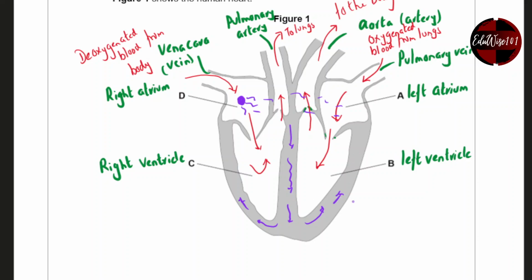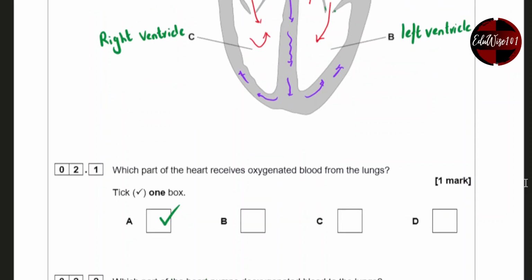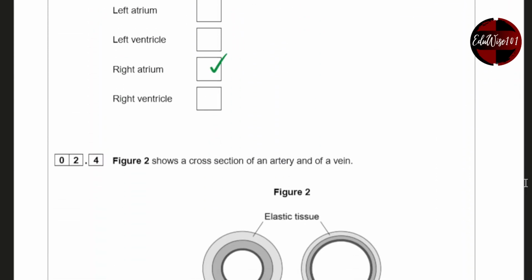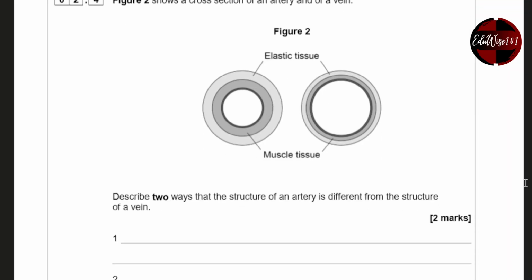And you can see the difference in the thickness of the wall of the heart as well, because the left side has to pump blood to all parts of the body, so blood needs to be at a higher pressure. Figure 2 shows a cross section of an artery and a vein.